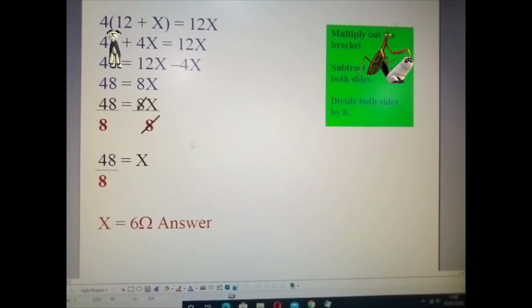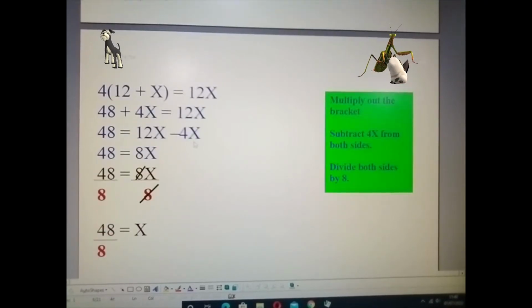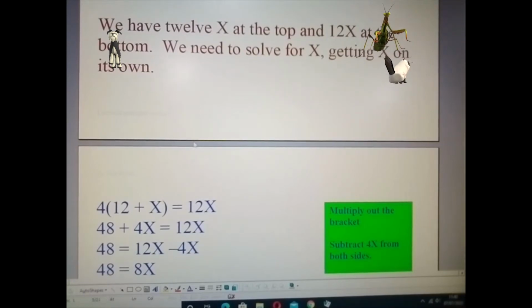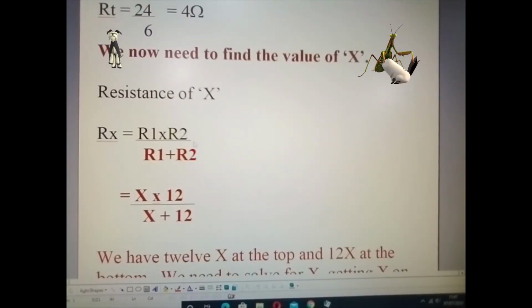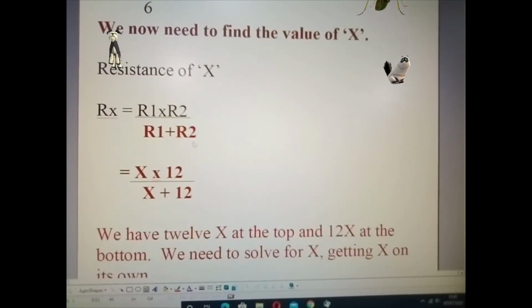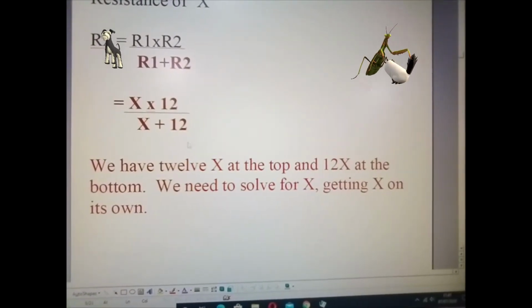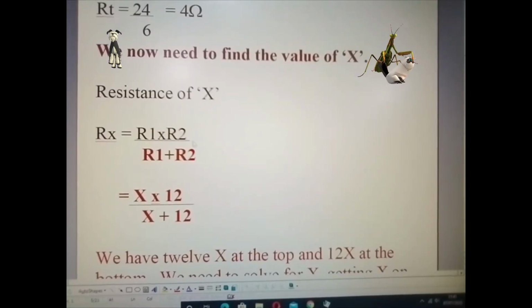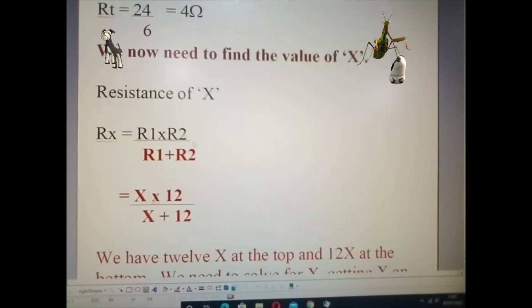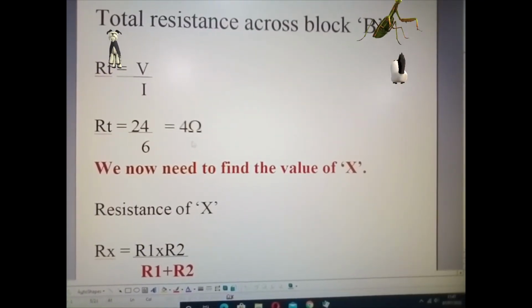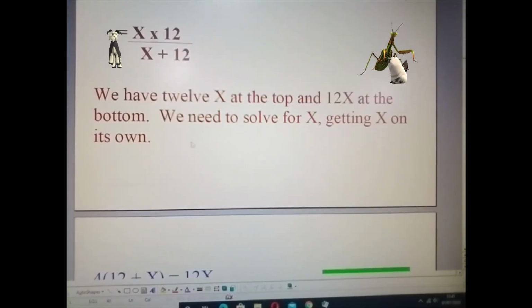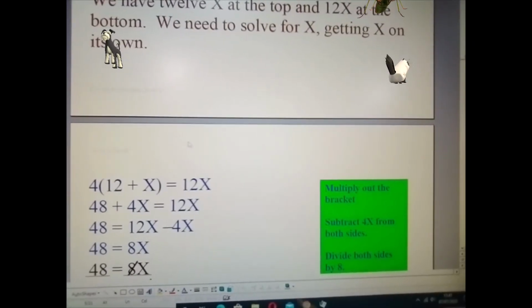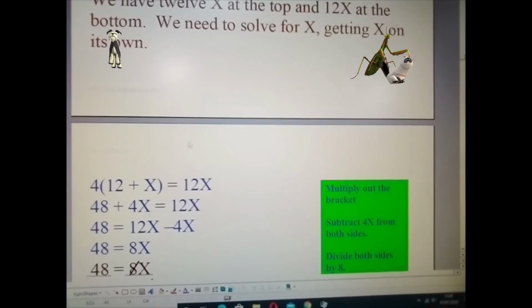Okay, let me just go back up a little bit just to recap our session a little bit more. And look back where we got the 4 from, okay? 4 ohms. Let's go back a little bit, okay? Going down, okay? And that's where the 4 came from, because it's the total resistance of that particular circuit B.